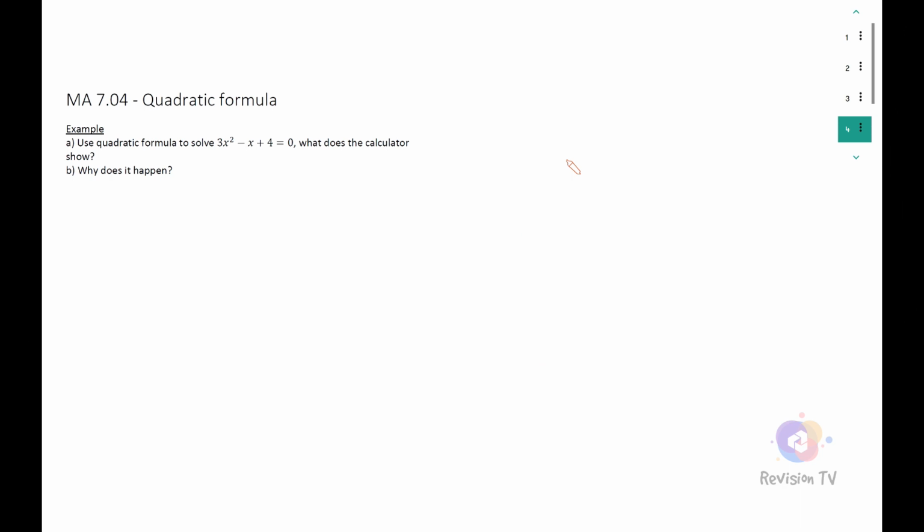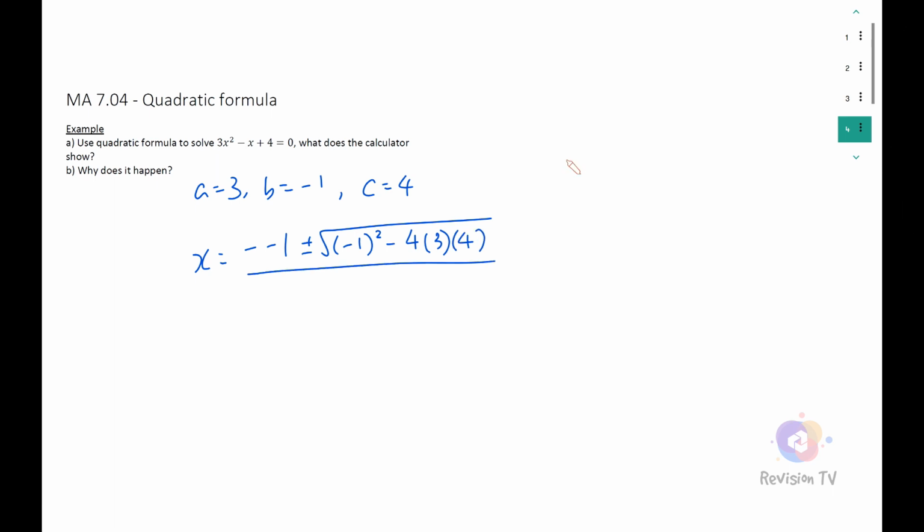Here's an example. Use the quadratic formula to solve 3x squared minus x plus 4 equals 0. What does the calculator show? So you can put it in a calculator and let me know your answer. So we know A is 3, B is negative 1, C is 4. So x equals negative minus 1 plus and minus square root of minus 1 squared minus 4 times 3 times 4, over 2a.